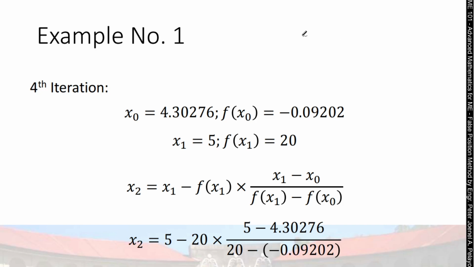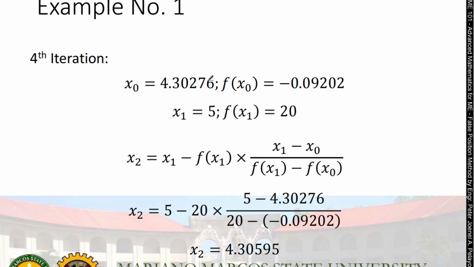Fourth iteration, X0 is equal to 4.30276. Dating X2 natin yan. X1 hindi nag-change. So, itong mga values na to, substitute natin to this formula to get X2. So, 5 minus 20 times the quantity 5 minus 4.30276 all over 20 minus the quantity negative 0.09202 to get X2, 4.30595.